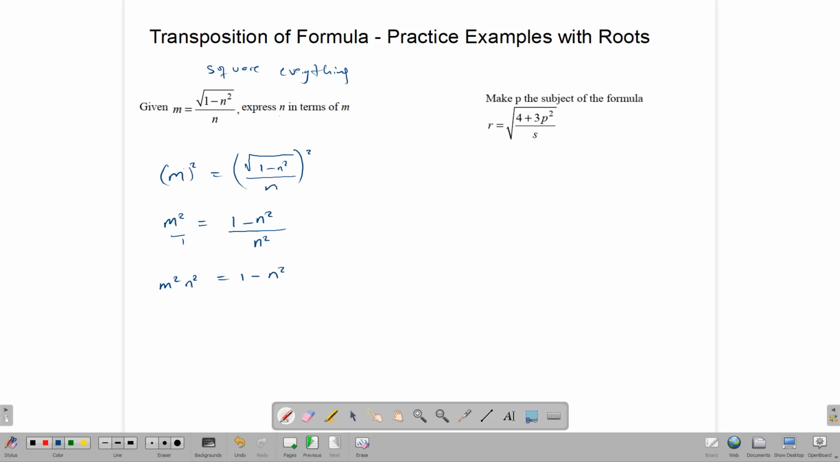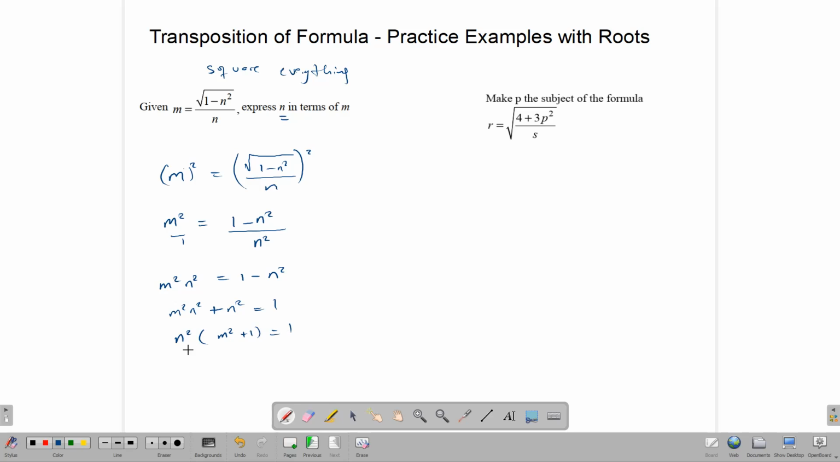We are trying to make n the subject. So n is here, n is also here. So we need to regroup the n squares together. Let's keep this m squared n squared here and bring over this n squared so it becomes a plus n squared, and that will be equal to 1. Now we can factor out our n squared. So we can say n squared bracket m squared plus 1 is equal to 1.